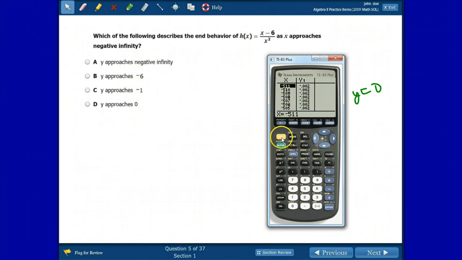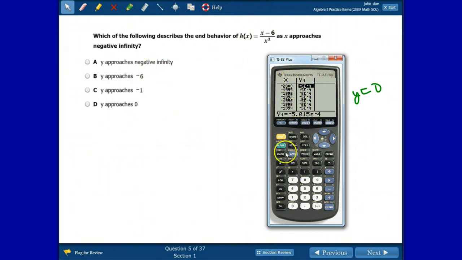But just to make sure, we're going to go back to our table and go up to -1,000 or -2,000. Let's go crazy. -2,000. When you go to your table, this is scientific notation, and the -4 means it's like 0.0005. So it's really approaching 0. So that's why you have that answer there. It's definitely not approaching any of these other ones, and it's not approaching negative infinity.